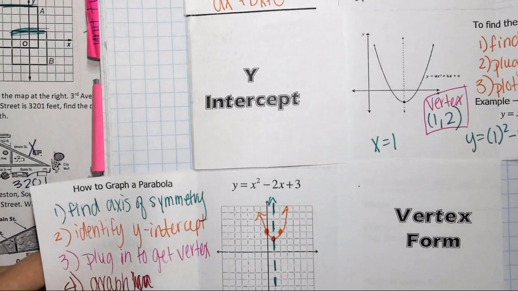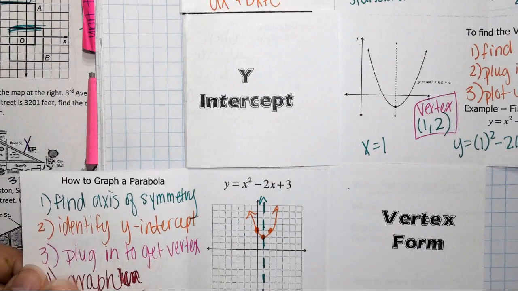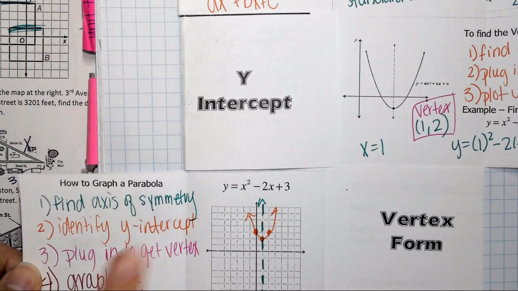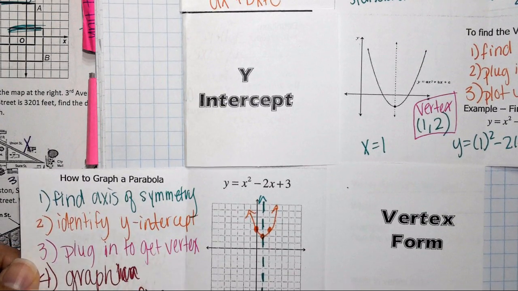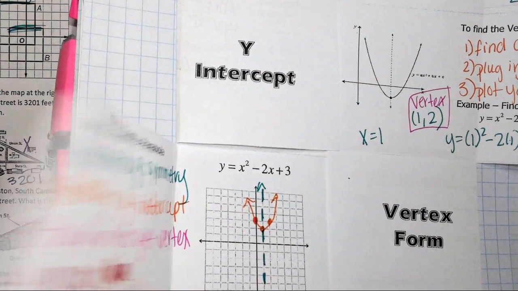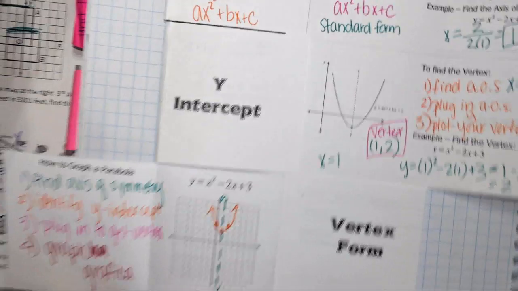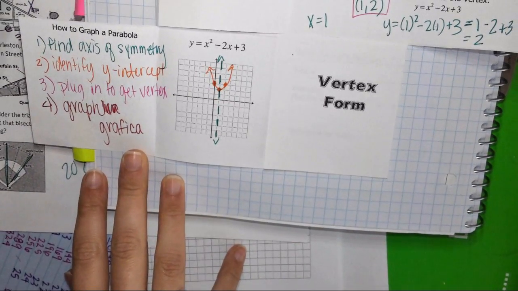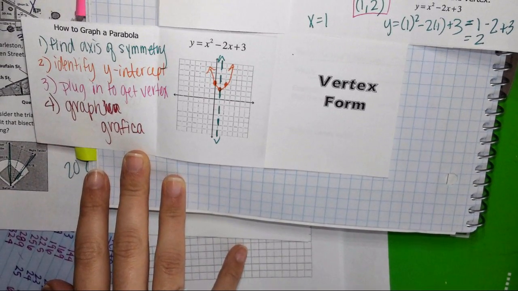And remember, we wrote down that we find our axis of symmetry first, identify the y-intercept, plug in to get the vertex, and then we graphed. And we even spelled it in Spanish for those of us that wanted to know how to spell it in Spanish. And even if you didn't want to know, we still did it.